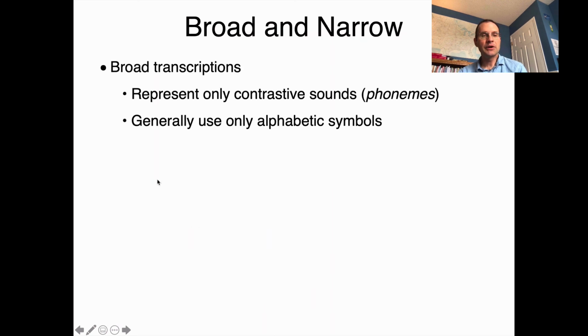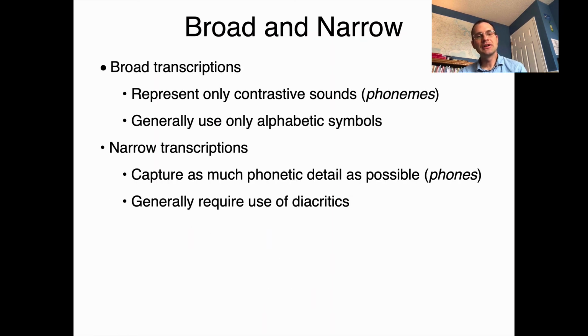But if we want to transcribe those same words in a narrow transcription, we're going to try to capture as much phonetic detail as possible. We're going to try to capture what are called the phones, which are the actual sounds that come out of a speaker's mouth. If we're capturing phonemes, then we're trying to capture meaningfully different sounds in a language. When we create a narrow transcription, it's fair game to use diacritics like the aspiration symbol or what have you to get specific details about how a word was actually produced.